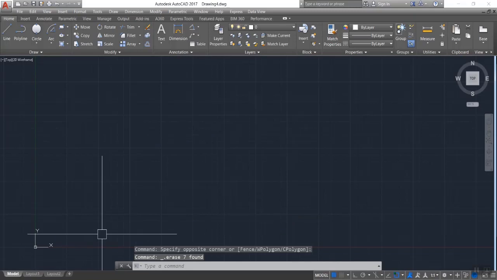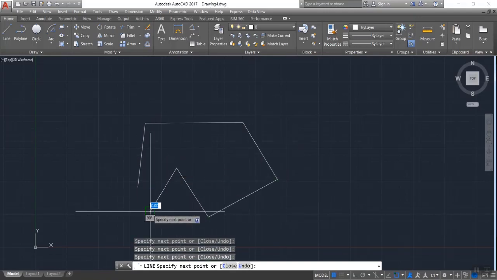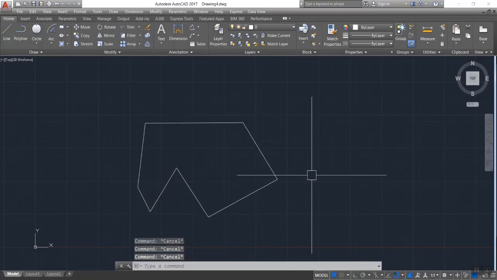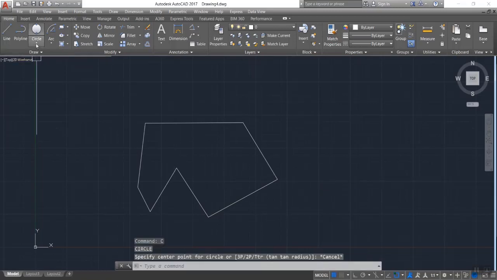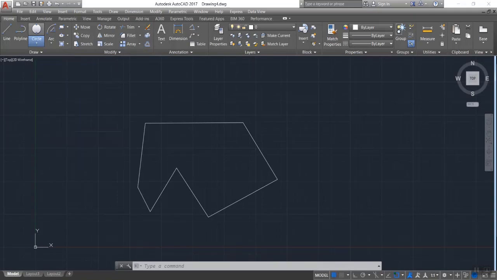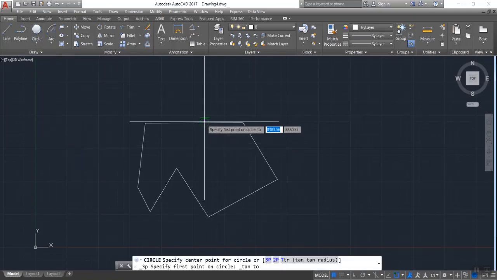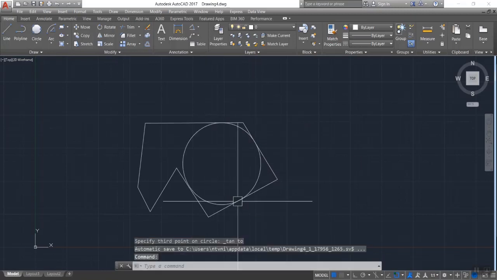The last one is tan, tan, tan. Okay, so I need to draw a circle where it's all tangent. For tan we don't have a command, so we have to select it from the ribbons. The last one, tan, you can select it, and then you can mention the first tangent you need, the second tangent you need, and the third tangent you need, and a perfect circle will be drawn.